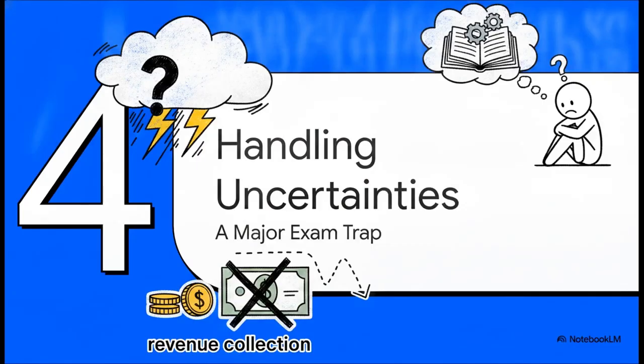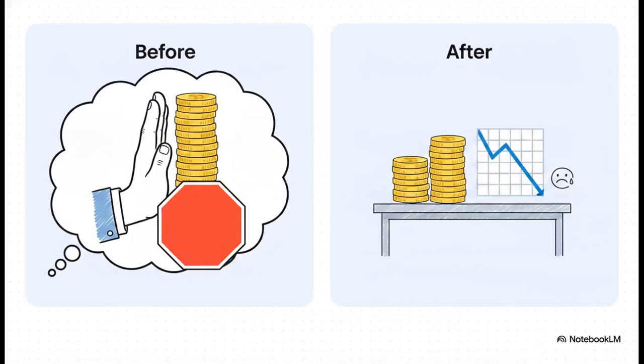Section 4, Handling Uncertainties, a major exam trap. All right, this is where the examiners really like to separate the prepared students from the rest of the pack. What happens when the collection of your revenue suddenly becomes doubtful? Well, here is where the timeline dictates everything. If the uncertainty regarding collection exists before you recognize the revenue, the rule is crazy simple. Do not recognize the revenue at all.